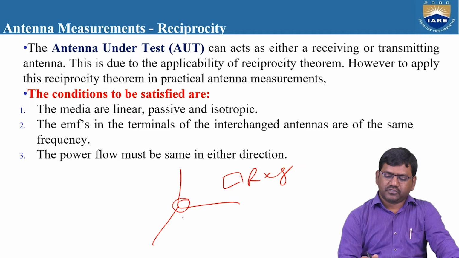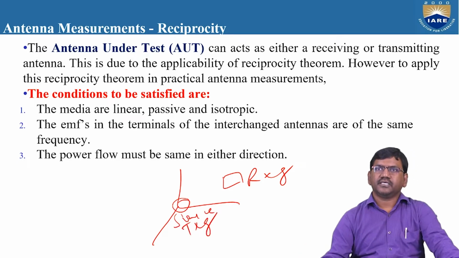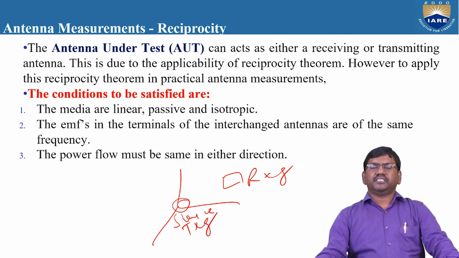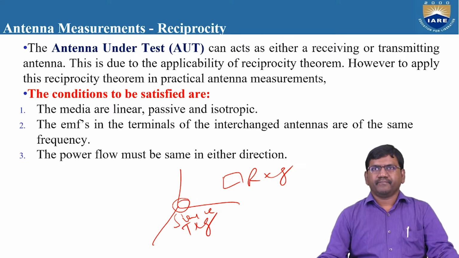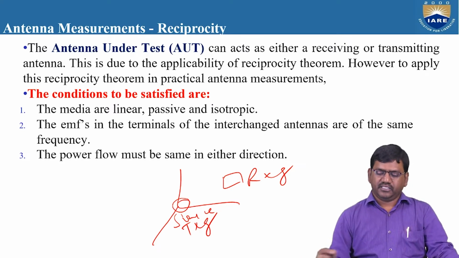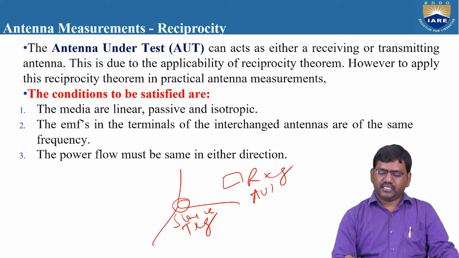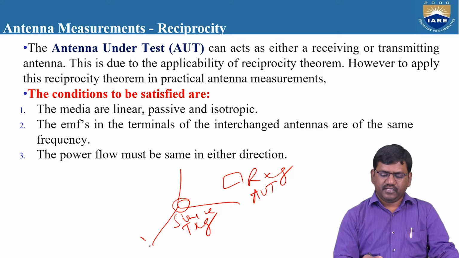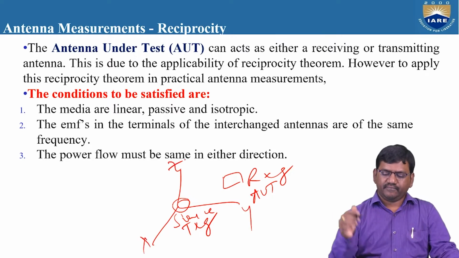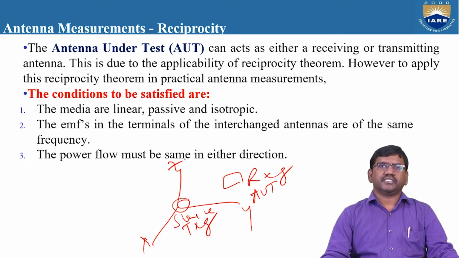And let us say this is the source antenna. Here the source is the transmitting antenna. Let us repeat the same experiment again. That is, here the source antenna acts like a transmitting antenna in case 2. And the AUT, that is, the antenna under test, now acts like a receiving antenna, located in the XYZ plane. And the source antenna is located exactly at the origin, which acts like a transmitting antenna, which is stationary.